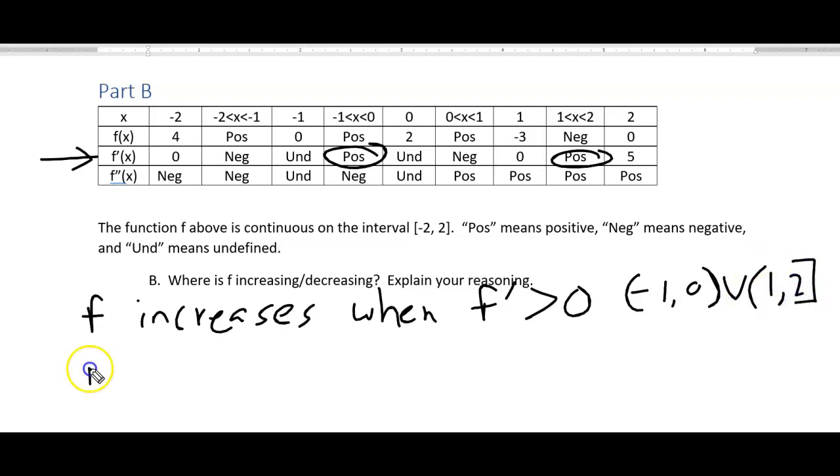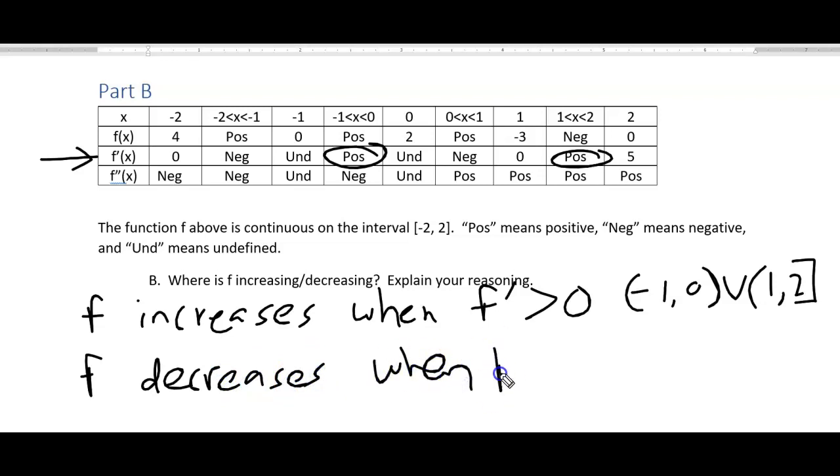Okay, and then where would it be decreasing? That would be where the derivative is less than 0. And so we have that here, and we have it here. And so the intervals there would be from -2 to -1, as well as -1 to 0.